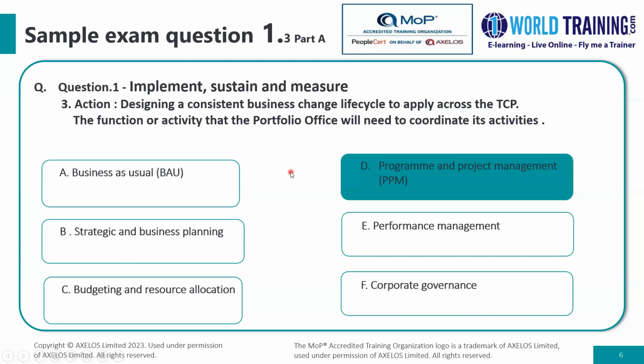The answer is D, program and project management. The portfolio will coordinate its activities with the organization's project and program management professionals in developing fit-for-purpose standards and processes, including business change lifecycle, which guides the delivery.